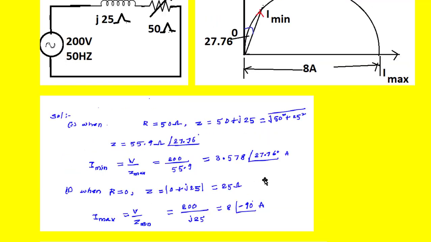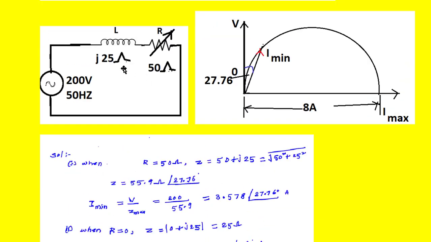That means when R is equal to 0, it will become a pure inductive circuit. In a pure inductive circuit, voltage leads the current by 90 degrees. So you can see here, this is the maximum current flowing and that value is 8 amperes and this is the voltage vector. So current lags the voltage vector by 90 degrees like this. This is the one point that we have to get first.